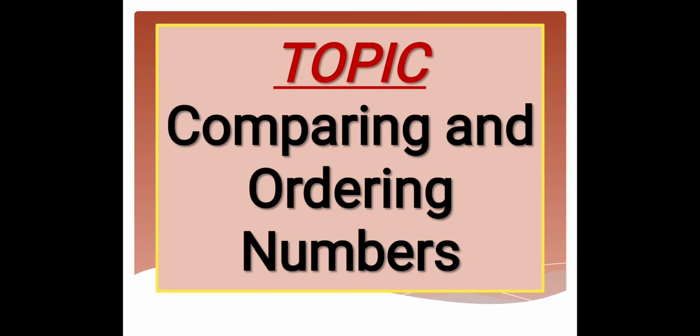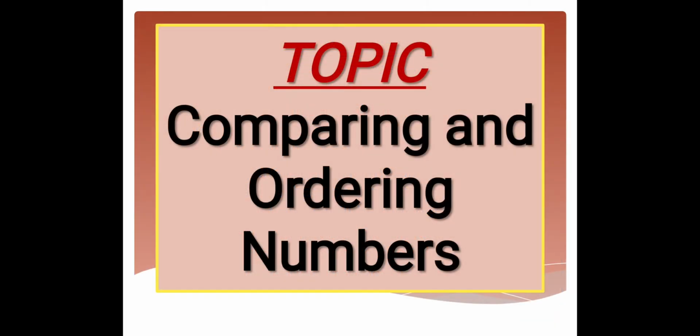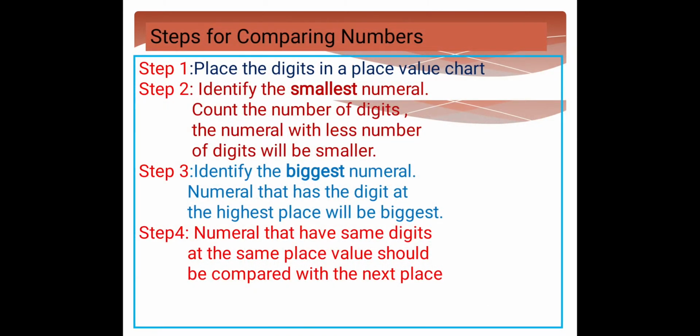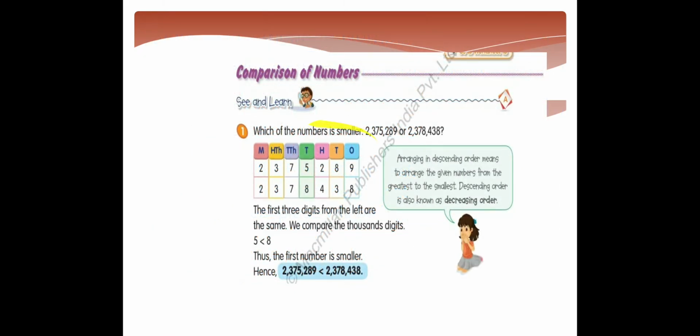Now let us come to comparing and ordering numbers. Steps for comparing numbers: place the digit in the place value chart, identify the smallest numeral, count the number of digits. The numeral with less number of digits will be the smaller one. Identify the biggest numeral. The one with the highest place value will be the biggest numeral. Numerals that have the same digits at the same place value should be compared with the next place. So this is how we arrange.